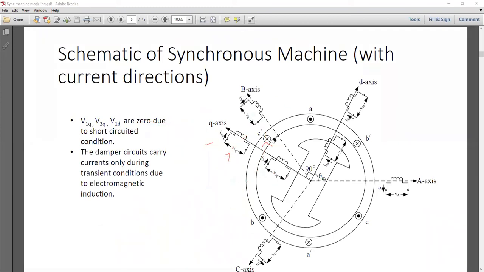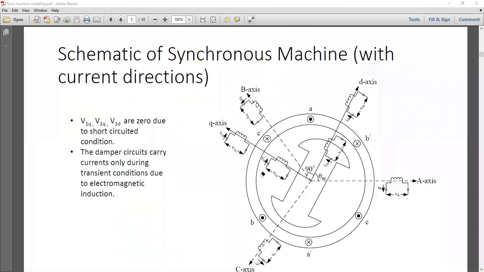So now we actually get rid of the cross-sectional view for those additional damper coils. Instead of that, we introduce some physical representation of the coils. You can see along the A axis, we have some representation of coils. Similarly, along the B axis and C axis, we are representing some coils.